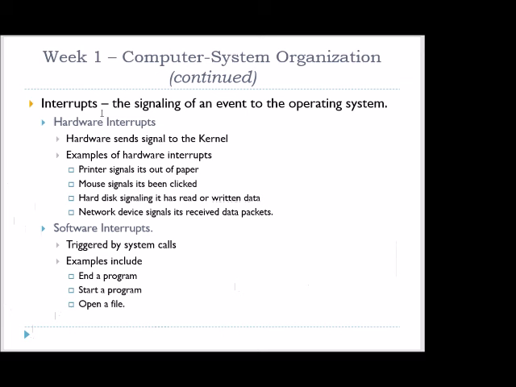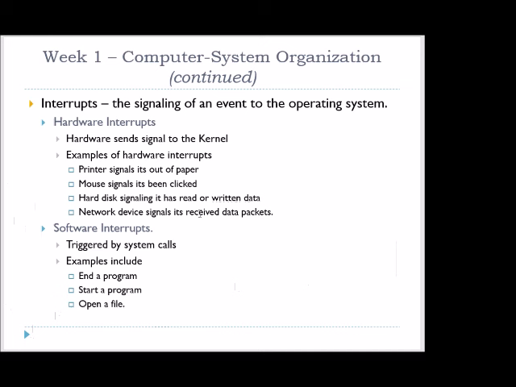So now we're going to talk about interrupts. There's hardware interrupts, which are examples such as the printer running out of paper, a mouse click, a hard disk signaling that it has read or written data, a network device signals that it may have received packets or sent packets. So these are physical hardware occurrences that trigger interrupts, where software interrupts are triggered by system calls or software for the most part.